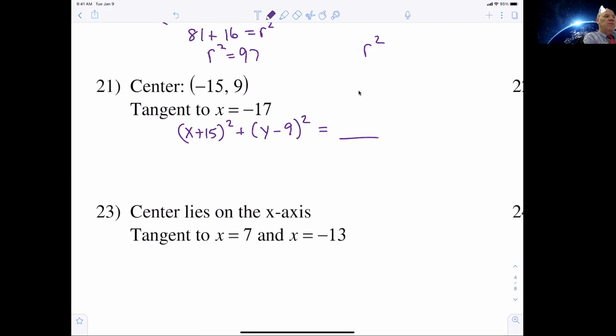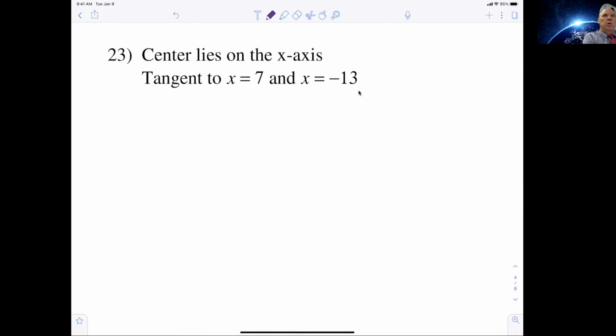All right, does everybody understand? If I'm at -15, 9, that's the center. The circle is tangent to the vertical line x equals -17. So from -15, 9 to -17 is how many units? 2. Is everybody okay with that? So that's the radius. So the radius is 2. So that means what goes? 4. Beautiful. Exactly. All right.